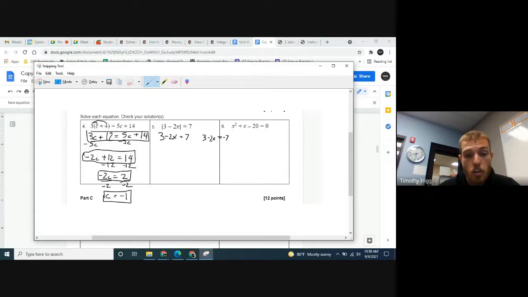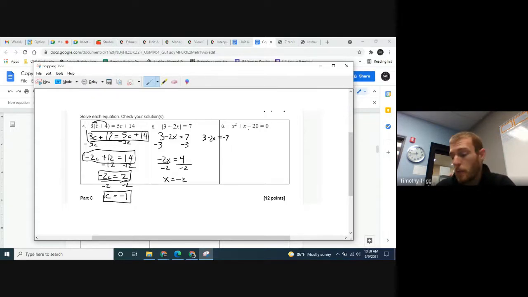So I'll show you how to do this one, and you can do this one on your own. But I want to see both answers as in your answer. So what I would do here first is subtract 3 both sides. So this will give me negative 2x on the left equals, and then 7 minus 3 is 4. Divide both sides by negative 2. That gives me x equals negative 2. Okay, so that's one of the answers. I want you to go ahead and solve this one on your own.